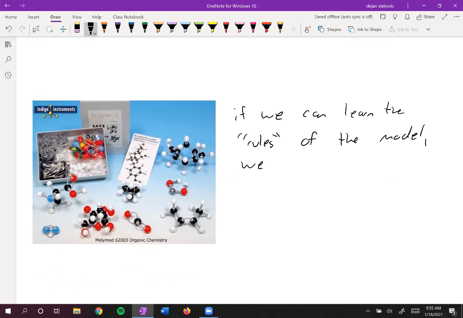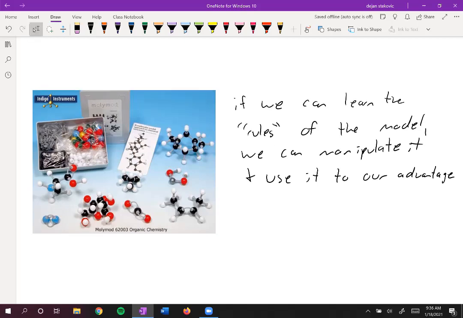we can then manipulate it and use it to our advantage. Which is what being a human being is all about, right? We as humans use tools to make life easier, and now one of the tools that we can use is actually modifying the molecular structure of our compounds. And so we can use this for all kinds of different reasons.